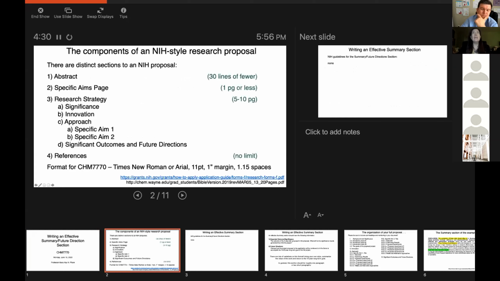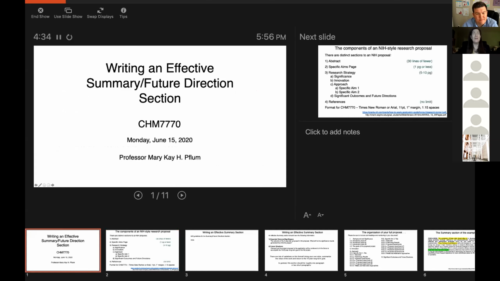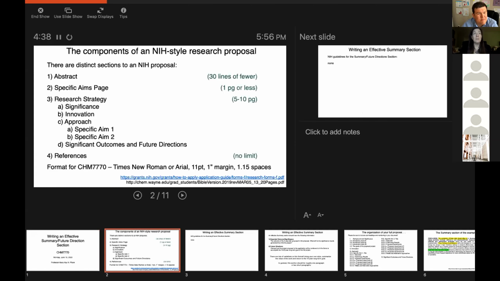So I renamed this the summary and future direction section, because it looks to me like it's more typical to include both of those two things in this very short ending section. This is essentially like putting in a conclusion in a paper, where you're just trying to bring everything back together to round out the proposal.